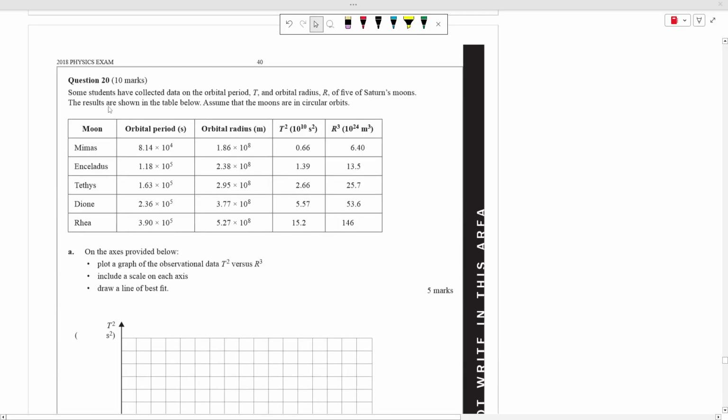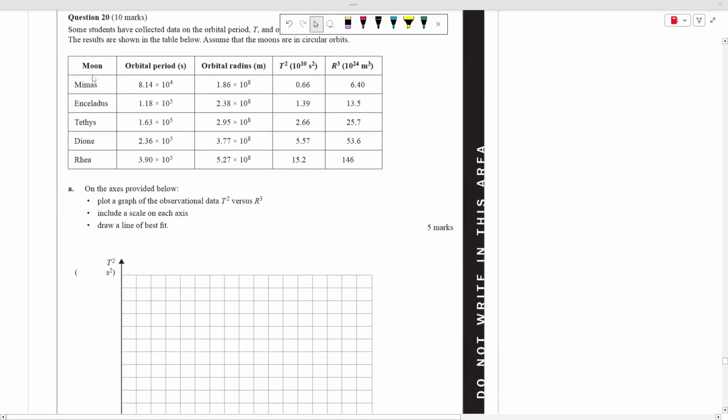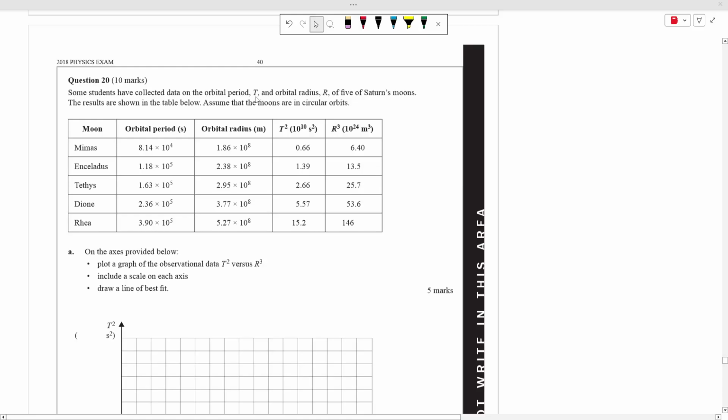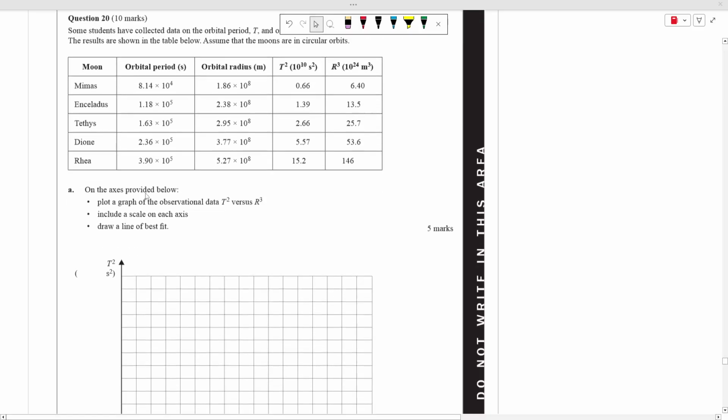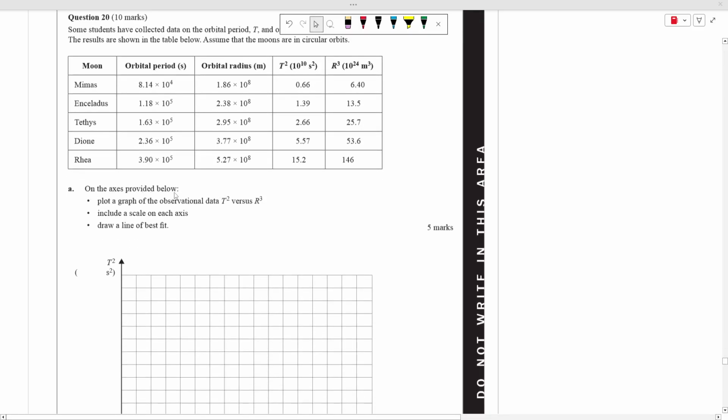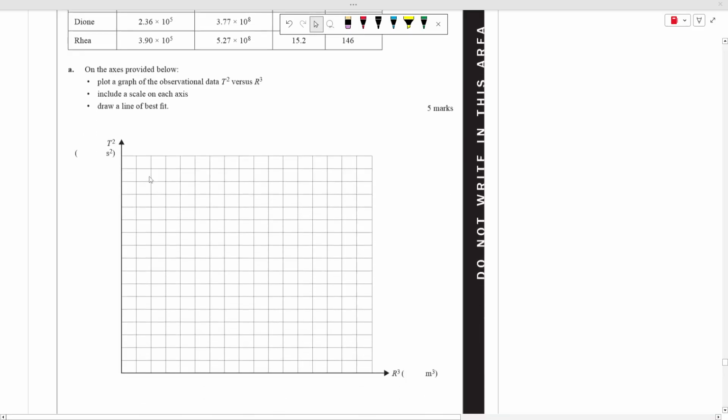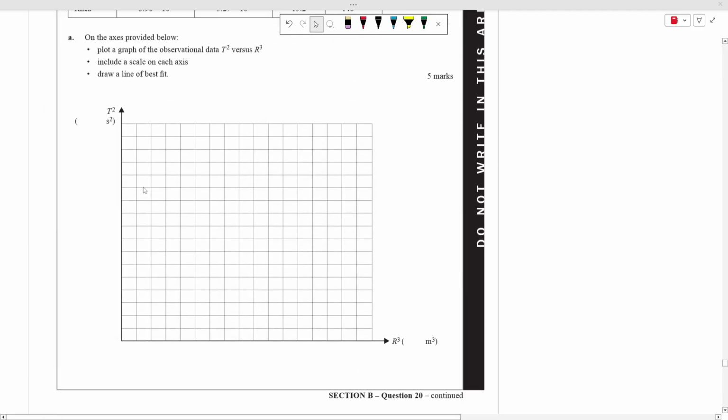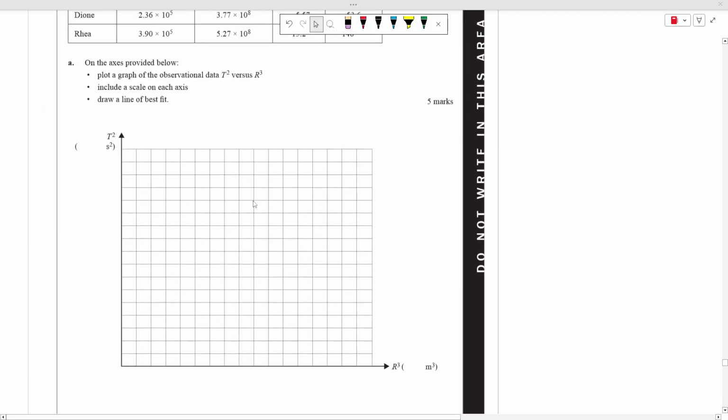Alright, last one, question 20. Some students have collected data on the orbital period T and orbital radius R of 5 of Saturn's moons. The results are shown in the table below. Assume that the moons are in circular orbits. Okay, so there's a bunch of data here. On the axis provided below, plot a graph of the data T squared versus R cubed. Include a scale on each axis, draw a line of best fit. 5 marks, so just make sure we're being very careful. I'm going to pause and you'll see some things magically appear on the screen, and then we'll talk about it.